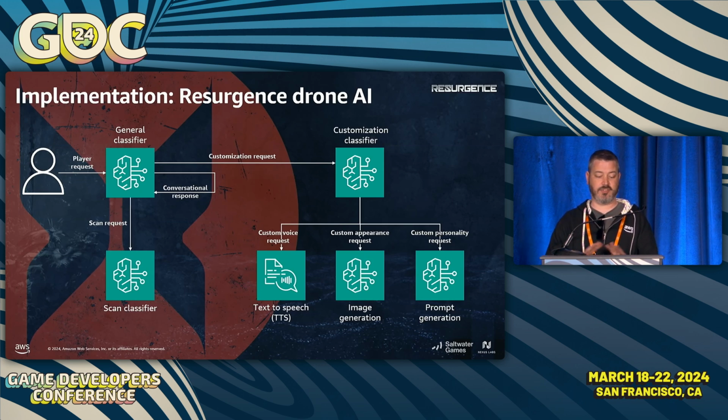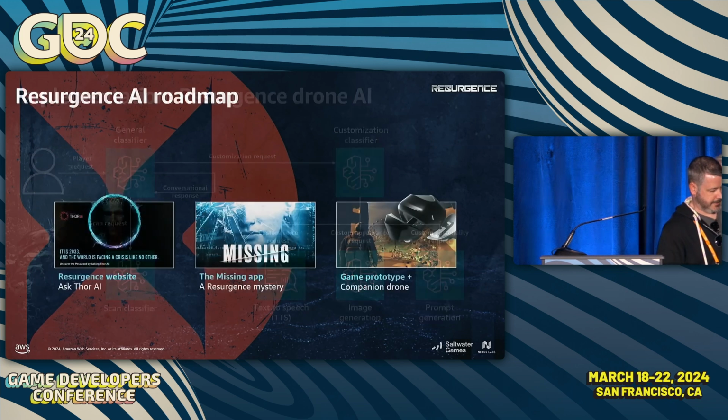So really the key on this slide is we are using multiple different large language models, all trained in certain specific areas, all joined together by a general classifier that's trained to understand which of the other models it should pass the request off onto. So back to you, Russ.